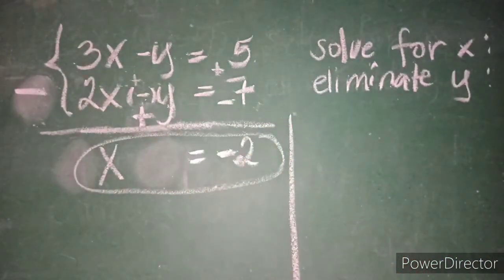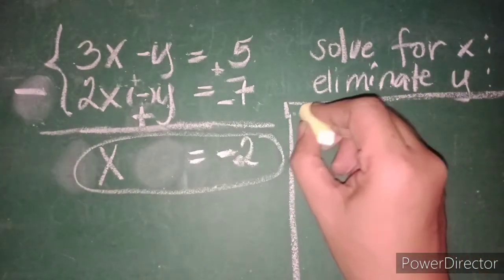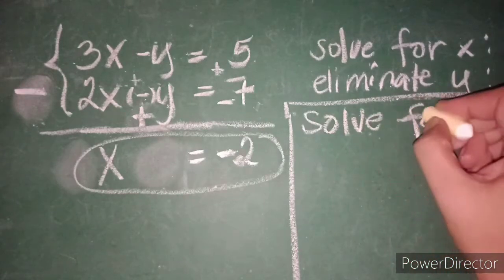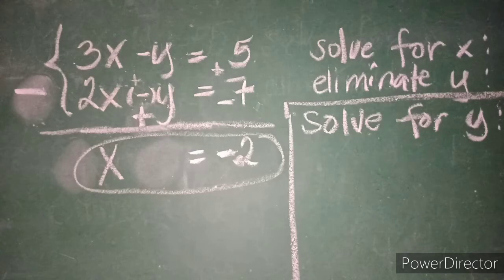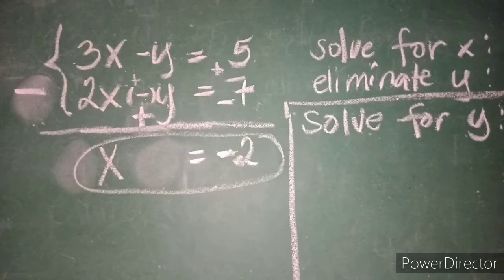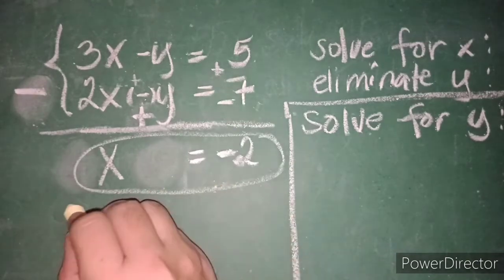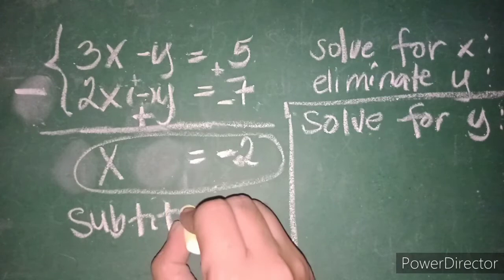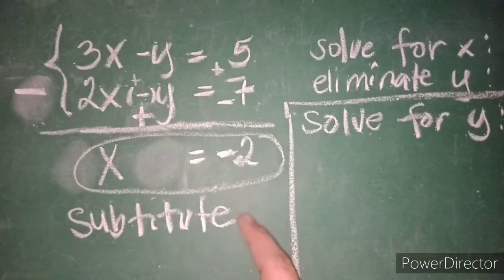Okay, na-solve na natin yung value ng x, which is negative 2. And this time, isa-solve natin yung value ng y. Okay, we're going to solve for y. Okay, para ma-solve ang y, pipili tayo dyan sa dalawang equation na yan, o isa sa equation, at isa-substitute natin yung value ng x, which is negative 2. Okay, alinman sa dalawang equation na yan, pwede natin gamitin. Same lang din yung makukuha nating sagot.